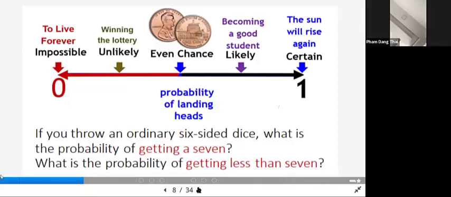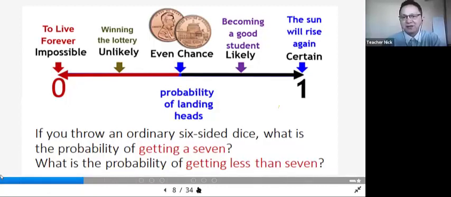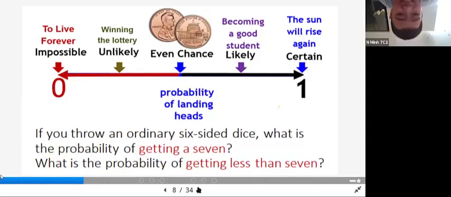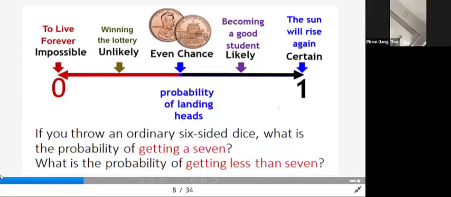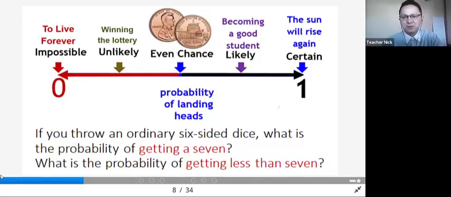Okay, how about when we say the sun will rise again? Why is it certain? Why the sun? It's the sun. The sun is rising every day, right? So it will rise every day. So it is certain. It is possible that every day the sun will rise.